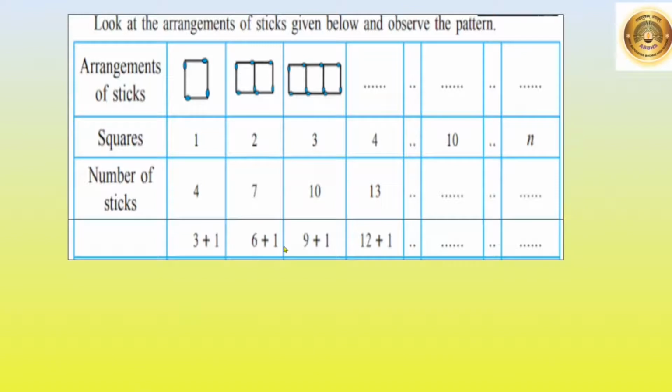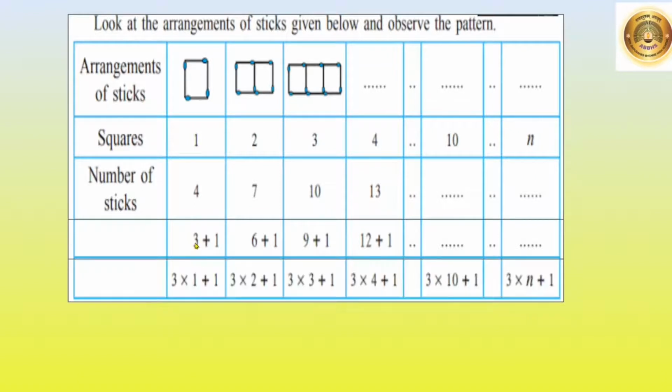Now what is the pattern that is being followed here? Say 4, you can write it as 3 plus 1, 7 you can write it as 6 plus 1, 10 you can write it as 9 plus 1, 12 plus 1, etc. Yes, if you see, the numbers 3, 6, 9, 12, etc. are the multiples of 3. So we can write this as 3 multiplied by 1 plus 1. So this will become 3 multiplied by 2 plus 1. This will become 3 multiplied by 3 plus 1.